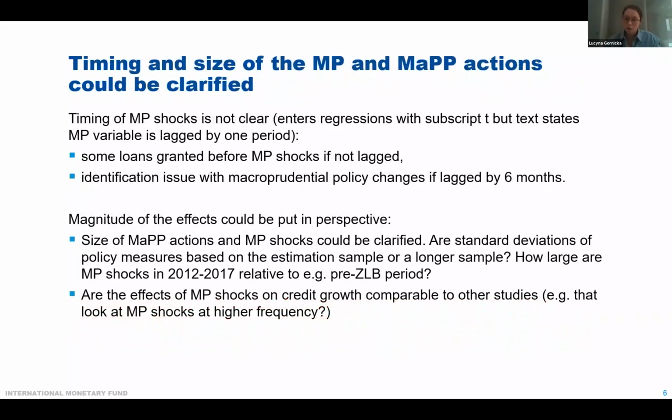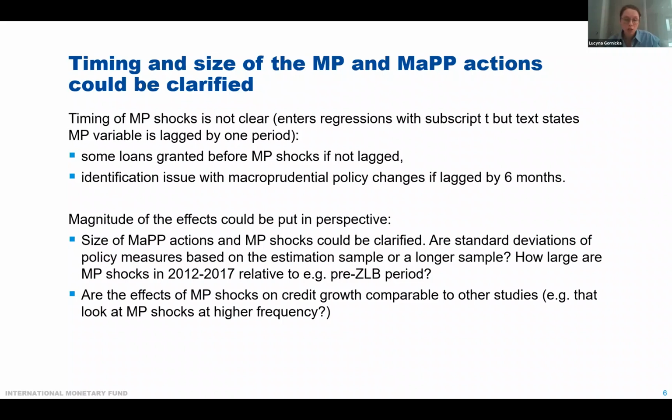I know I'm running out of time, so let me finish with these slides. Basically, what I think the authors could spend a bit more time on is to explain a bit better the timing and size of the policy actions. In particular, the timing of monetary policy shocks is not really clear. The monetary policy shocks variable enters regressions with subscript T, so in the current period, but then the text states that the monetary policy variable is lagged.